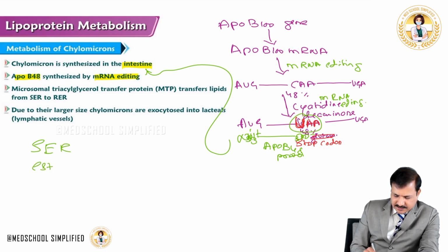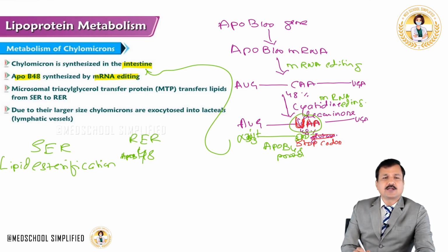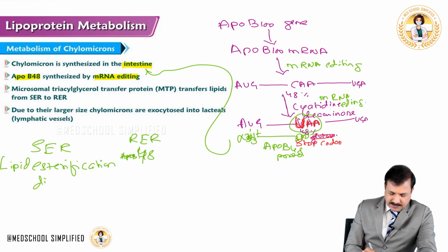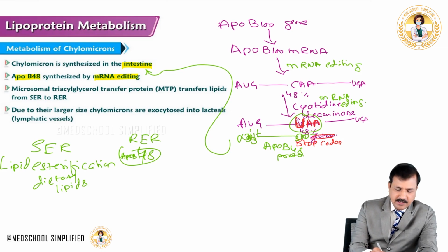After esterification, lipid esterification is going on in the smooth endoplasmic reticulum, and Apo B-48, which is synthesized by mRNA editing, is there in the rough endoplasmic reticulum. So these are the dietary lipids. Dietary lipids are there in the smooth endoplasmic reticulum. Apo B-48 is there in the rough endoplasmic reticulum.